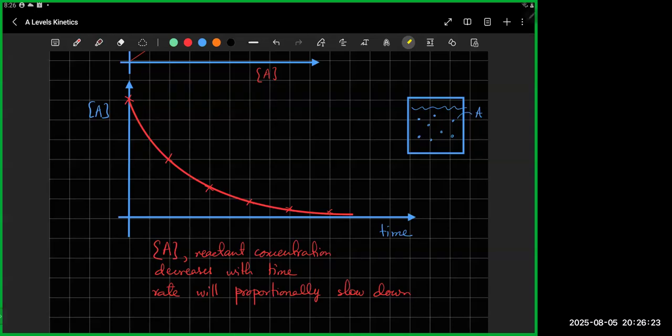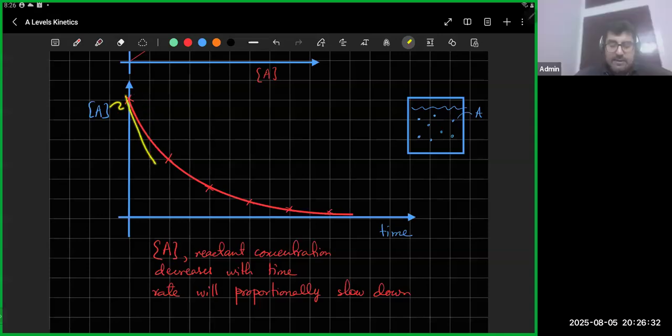Yes, clear, sir. So at the start it's fastest because A's concentration is really high at the beginning. It gets used up and becomes slower. A continues going down, it is continuously getting used up, and the line becomes flatter and flatter.